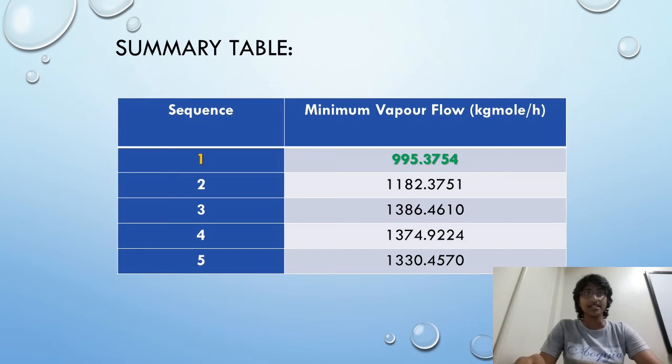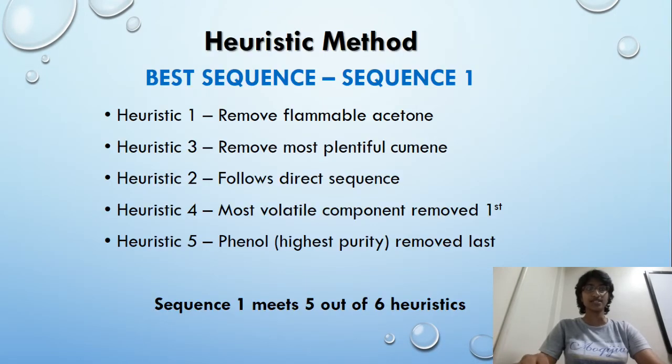Based on this table, it can be seen that sequence 1 had the lowest vapor flow, followed by sequence 2, 5, 4, and finally sequence 3. Having the lowest vapor flow is important so that the cost incurred by the company will also be reduced. So it can be seen that sequence 1 is the best sequence. The next method is the heuristic method.